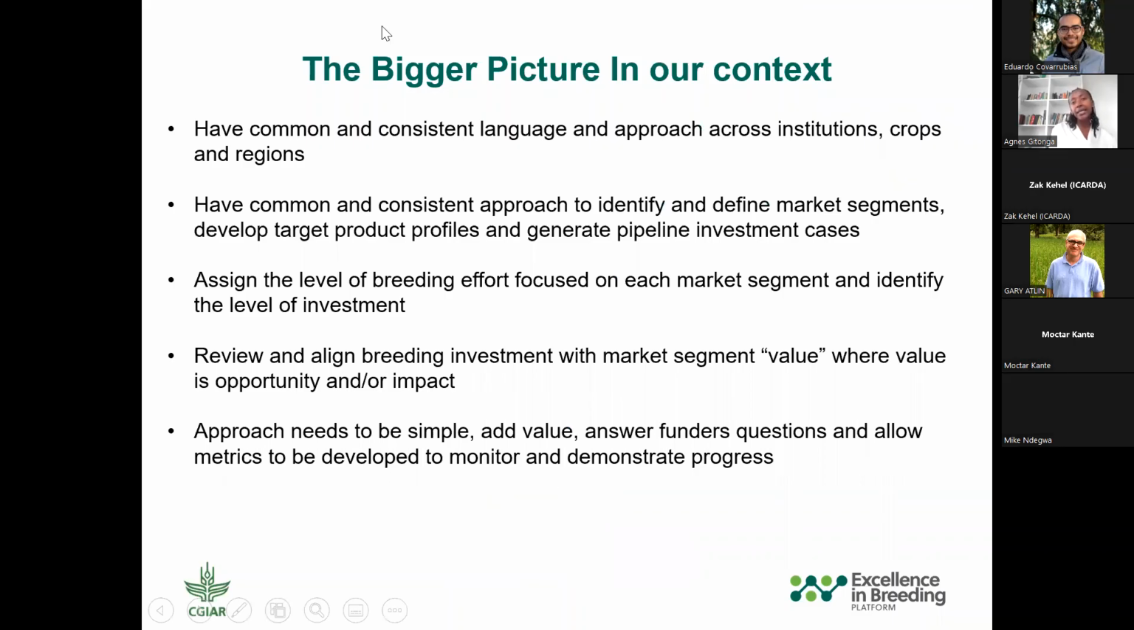In the bigger picture, what we really wanted to achieve is to have common and consistent language across all institutions, crops and regions. While doing this work, we came across various and varying approaches across institutes and crops, and we wanted to standardize this. In the presentation, you'll be able to see how we've achieved that.